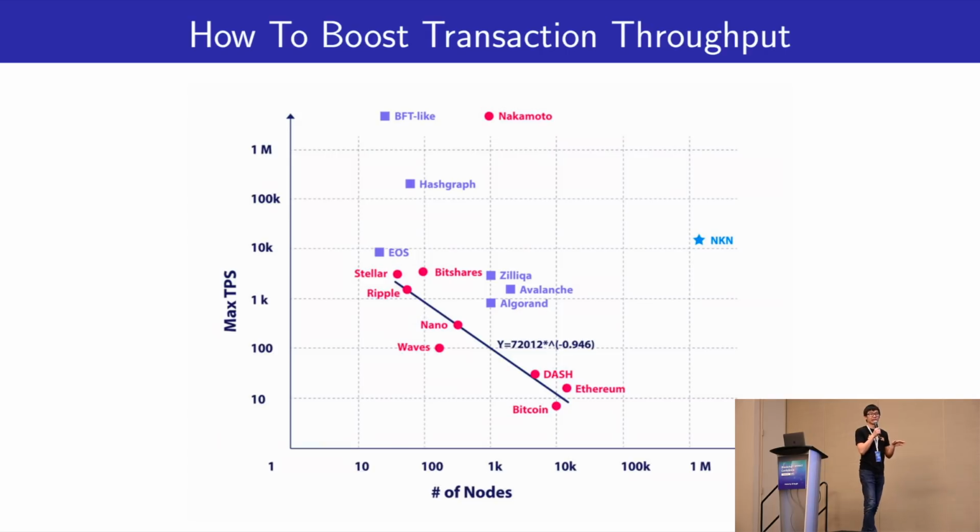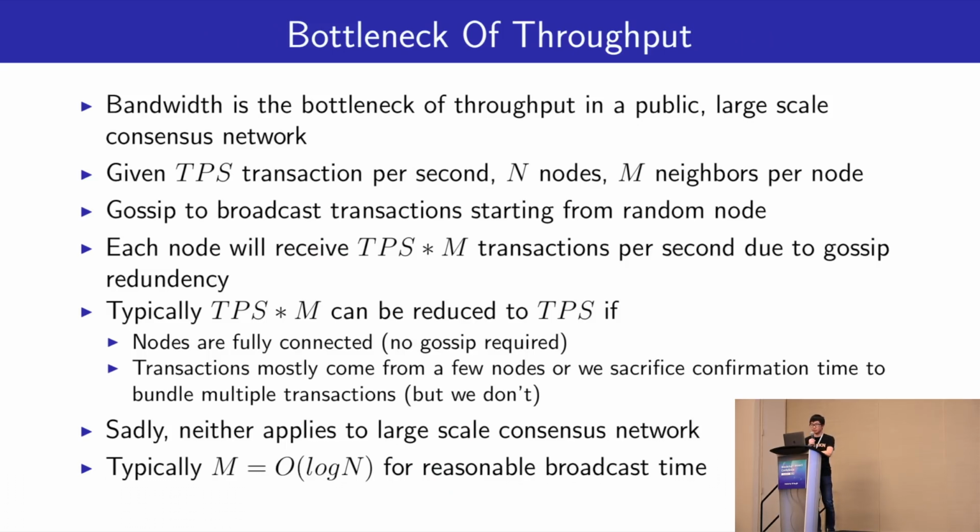So that is for the consensus part. Now we can see that we have pushed the number of nodes to 1 million or more. But what about the throughput? How can we achieve higher throughput in the blockchain?